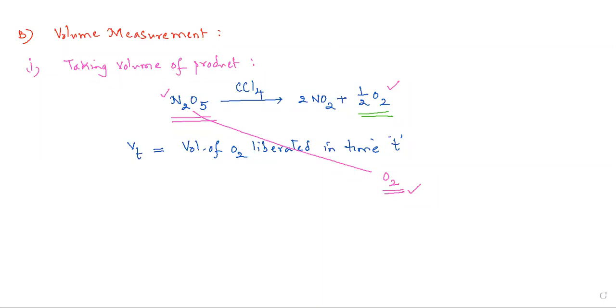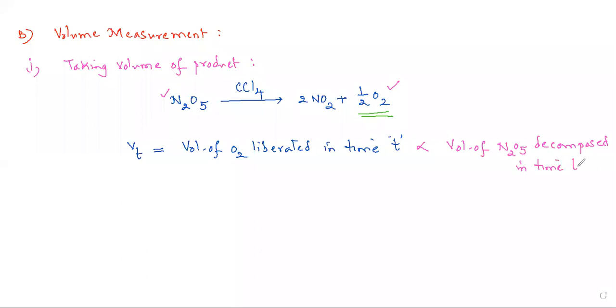So this can be simply written as volume of oxygen liberated in time t can be given as directly proportional to volume of N2O5 that is decomposed in time t, right? That is very interesting. Now, how about V infinite?